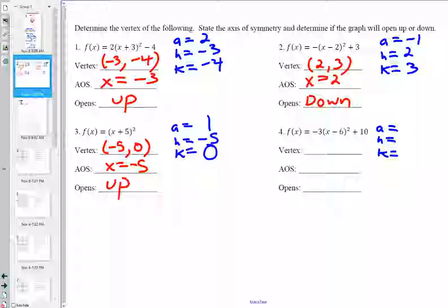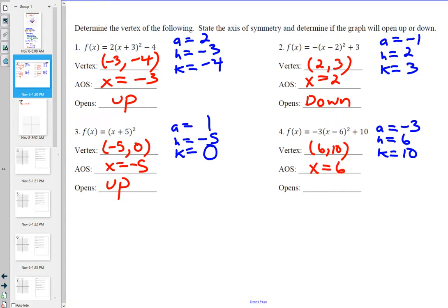All right, you guys do the last one. Holla when you get it. Oh, no, he didn't. You got it already, Irma? Sneaky, Irma. Go. Well, first tell me what you got for H and K. Good. Excellent. So what'd you get for the vertex? Good. And then axis of symmetry? Good. Well played, Irma. Well played.